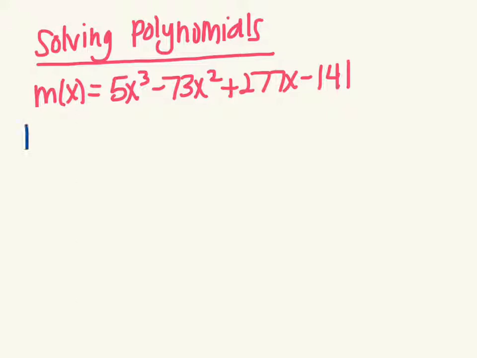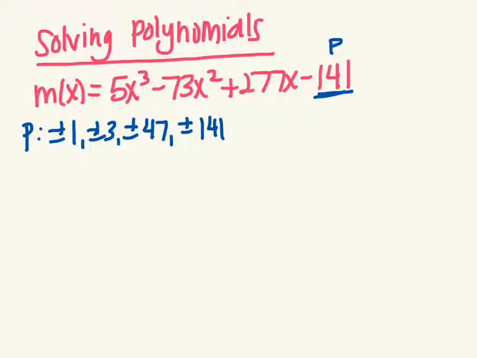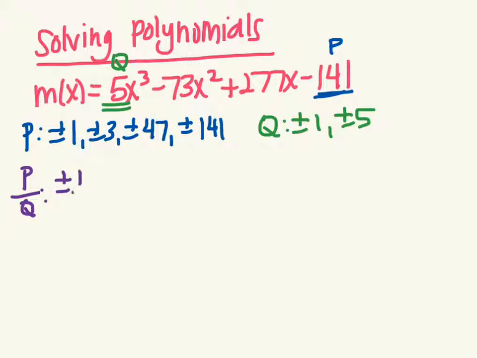Okay, so the rational root theorem states that if you take p, which in this case is 141, and write out all of the numbers that divide it, so plus or minus 1, plus or minus 3, plus or minus 47, and last but not least, plus or minus 141. And then you take q, your leading coefficient, and write out all of the numbers that divide that, so plus or minus 1, plus or minus 5, and then you put them together in fraction form, p divided by q. So you're going to take every p value and divide it by every q value. So be careful about this.